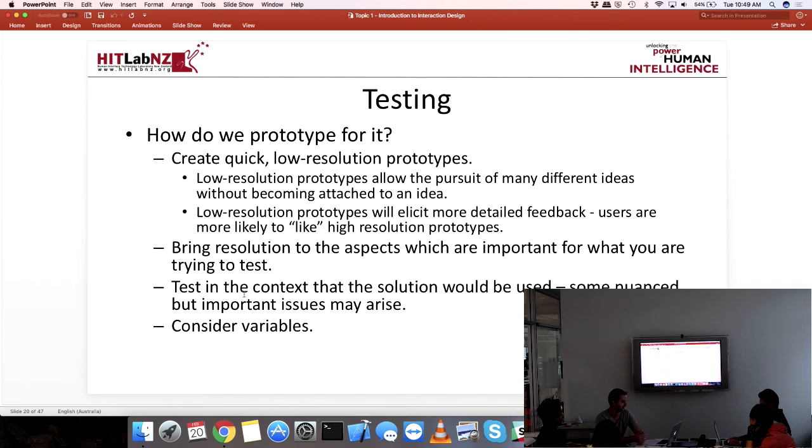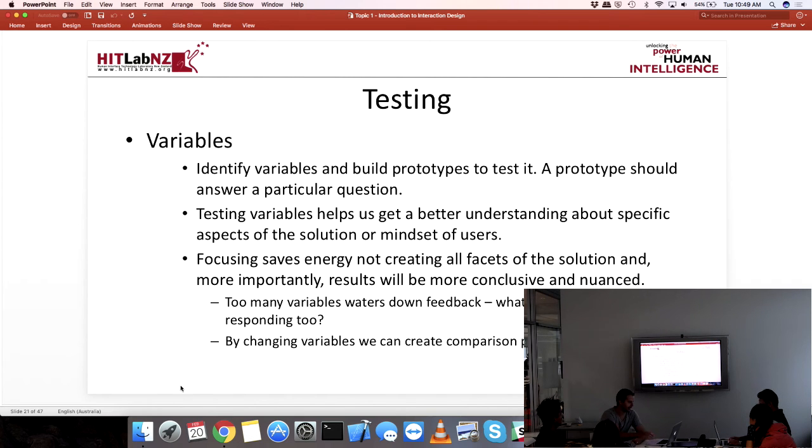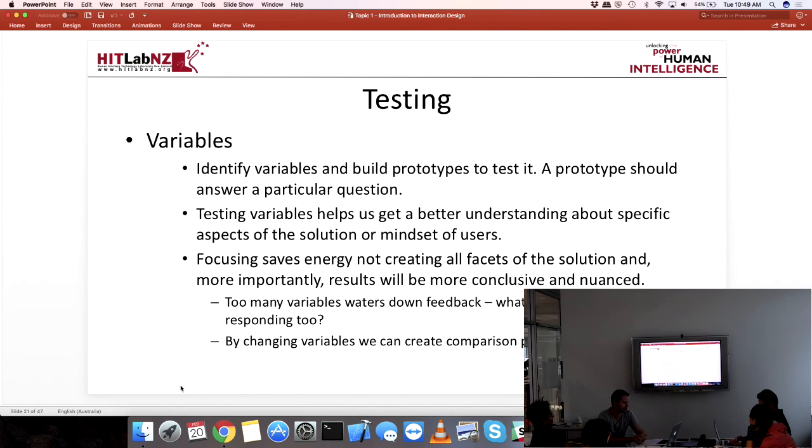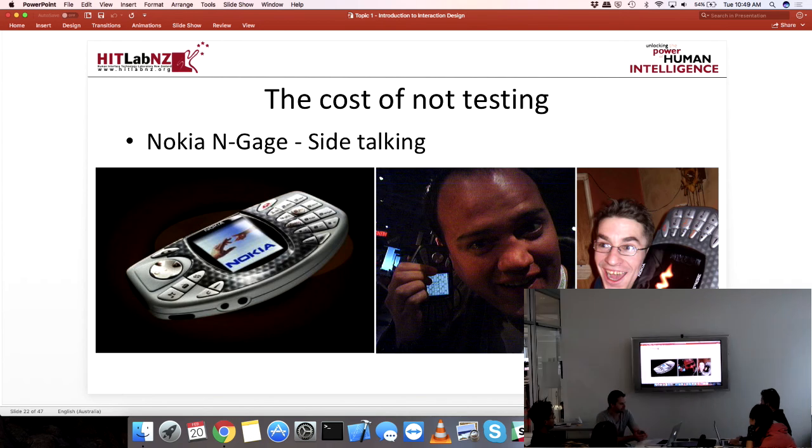If you can go out and test in the environment that your solution is going to be in. Is it in a quiet laboratory environment like this? Is it in a noisy, dusty, hot, bright warehouse? And so just, testing, we want to consider the variables as well. So variables are basically the aspects we want to test in a certain prototype. Focusing saves energy, and results will be more conclusive and nuanced as well, so we talked about that. So this is the cost of not testing.